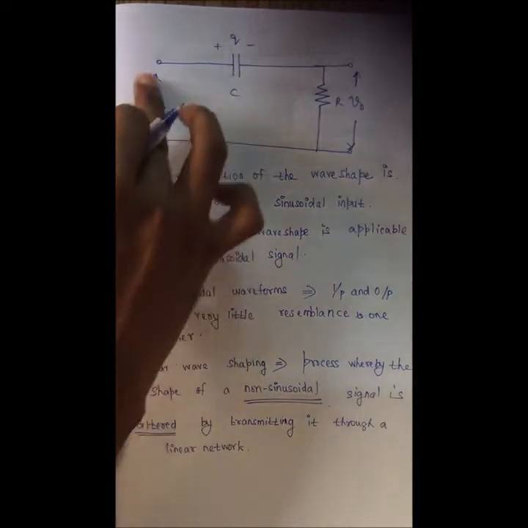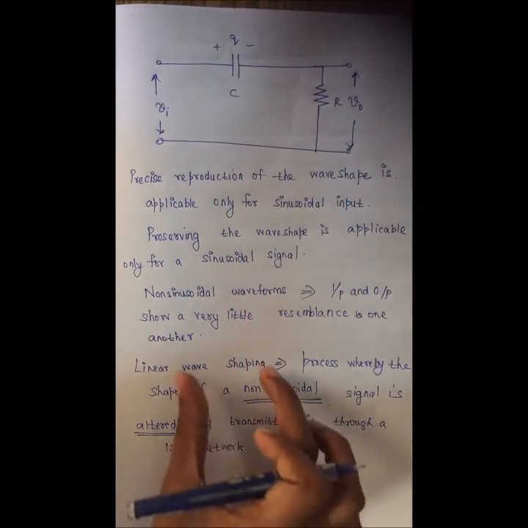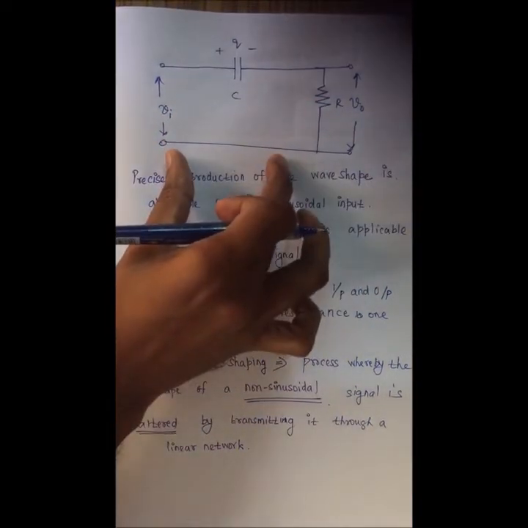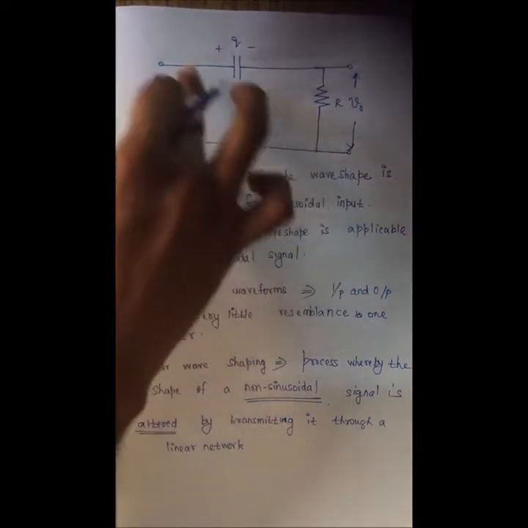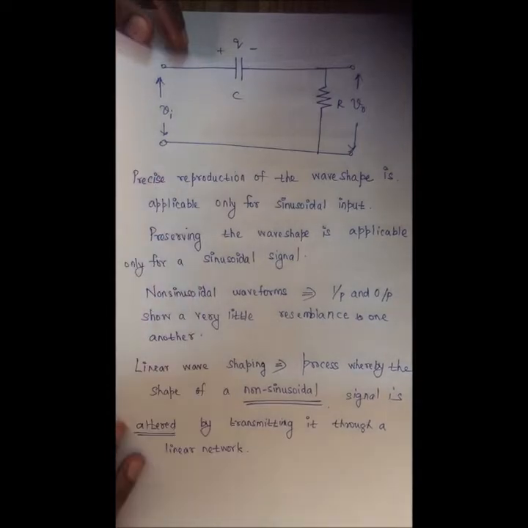Linear, it is made up of linear elements, R, L, C, and wave shaping. Such a linear network can perform wave shaping of input provided the input is a non-sinusoidal signal. Now, we are going to learn a little more in detail about how this circuit behaves for a sinusoidal signal.